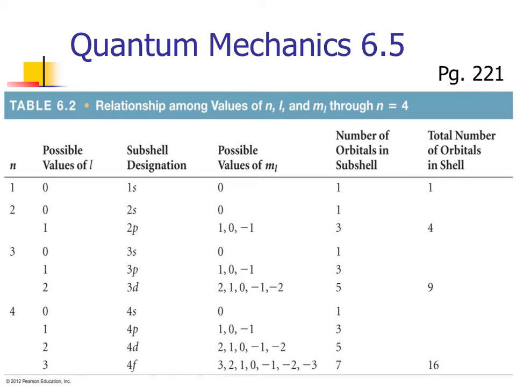And as you can see, when your n value is 1, your L value is 0. Your M sub L, or your magnetic quantum number, is also 0. As you go up, your values also increase. You can see these on the periodic table.